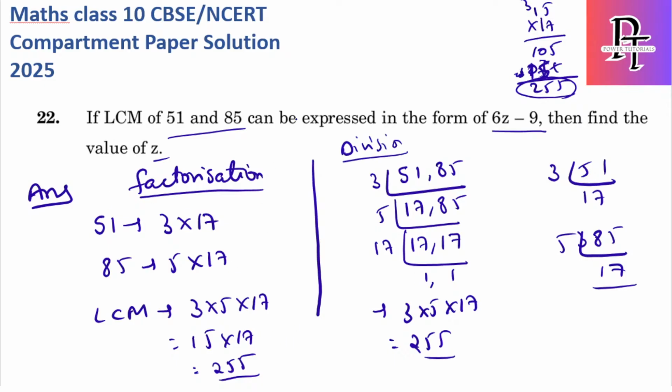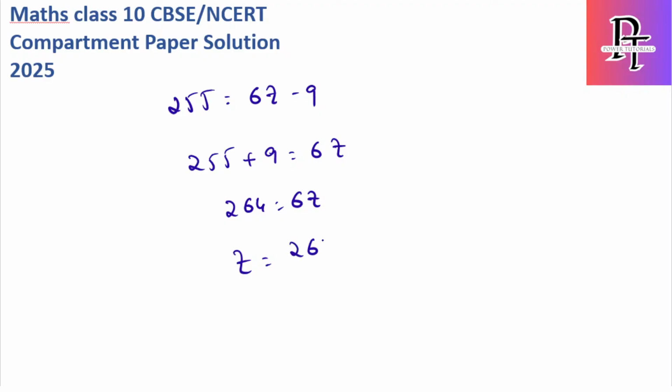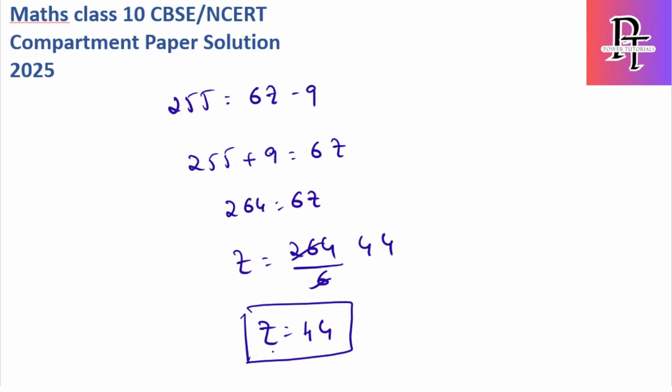Okay, now let's put 255 into the equation which I mentioned, 6z minus 9. So 255 is equal to 6z minus 9. If 9 moves to the other side, it becomes 255 plus 9 is equal to 6z. So plus 9 becomes 264 is equal to 6z. So the z value is 264 by 6. 6 4s are 24, 6 4s are 24. Hence the z value we got is 44. Okay, let's move to the next question.